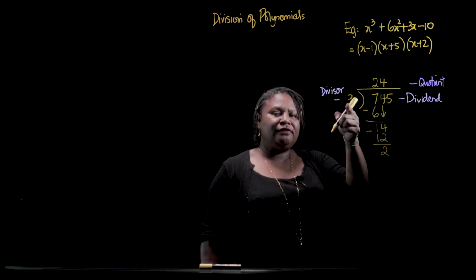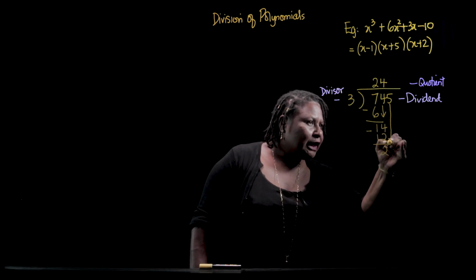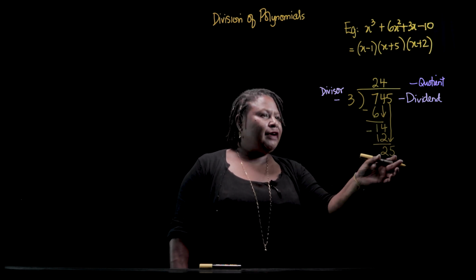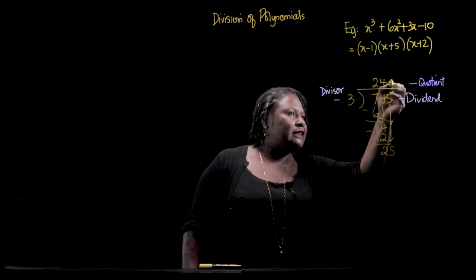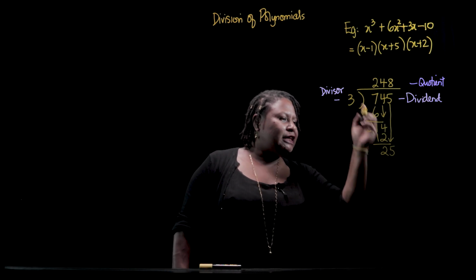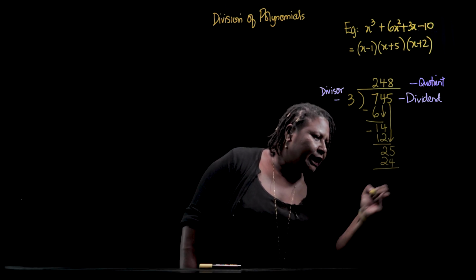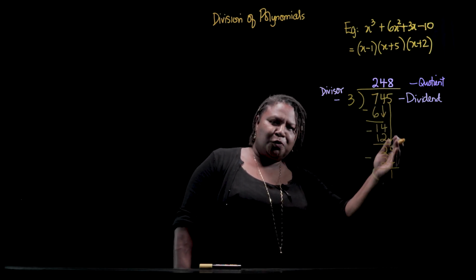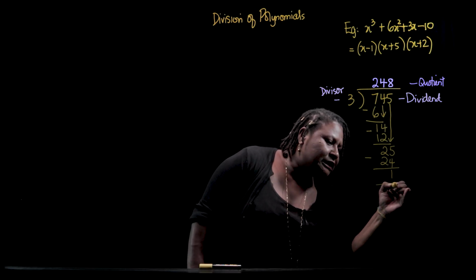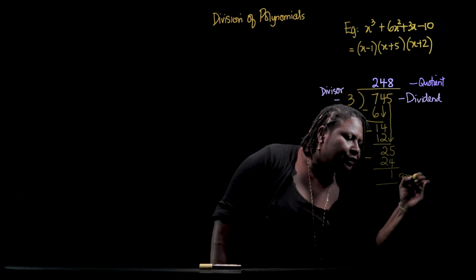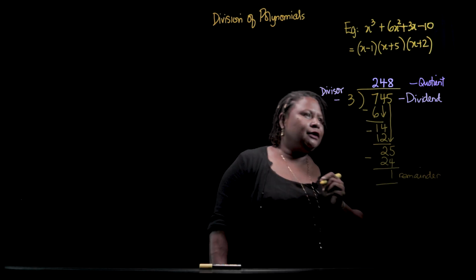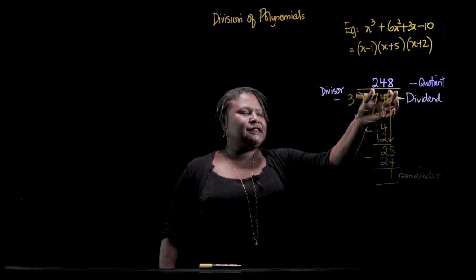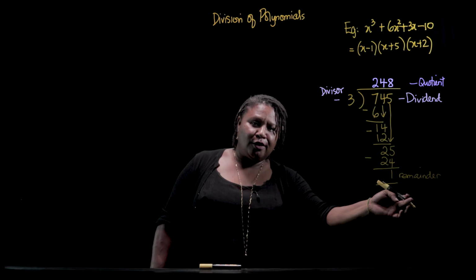2 cannot be divided by 3, so we bring down the last term here, which is 5. That makes the last number here 25. Divide that by 3 to give us 8. 8 times 3 is 24. 25 minus 24 is 1. We do not have any more numbers here to bring down, so 1 is referred to as the remainder. So 745 divided by 3 is 248 and a remainder of 1.